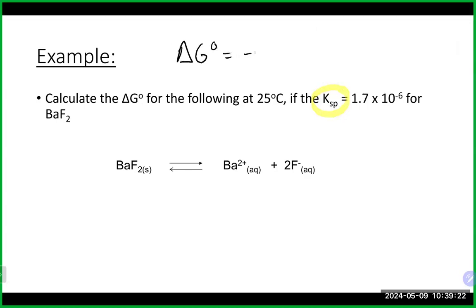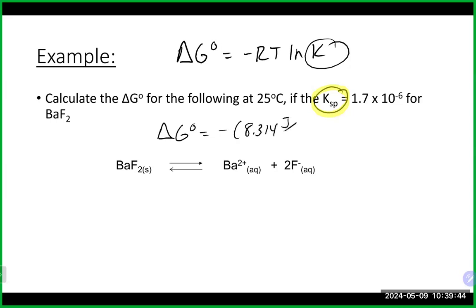And in this particular case, we actually do have everything over here. It doesn't really matter what type of K. Remember, they're all the same. Even though they have a little different subscript, they're all equilibrium constants, so you can put them into this equation. We have everything else we need, so we can just plug in. In this case here, we got a minus 8.314 joules per Kelvin per mole. We do need to convert our temperature into Kelvin. So again, a 298 on that one, natural log of 1.7 times 10 to the minus 6.